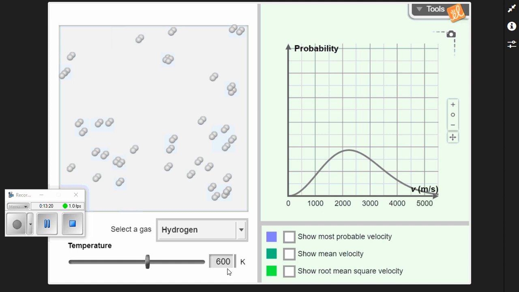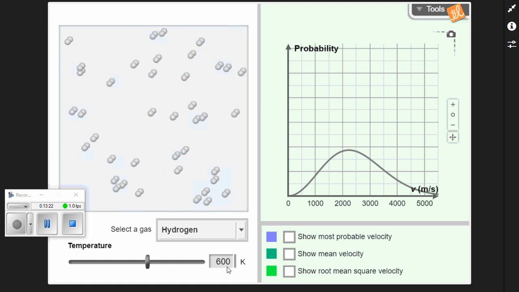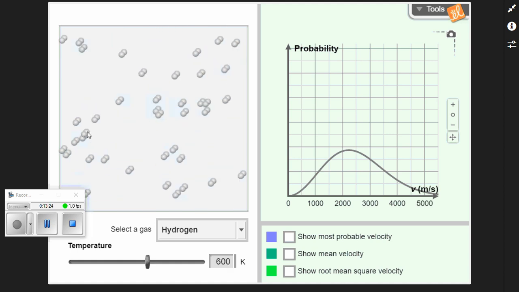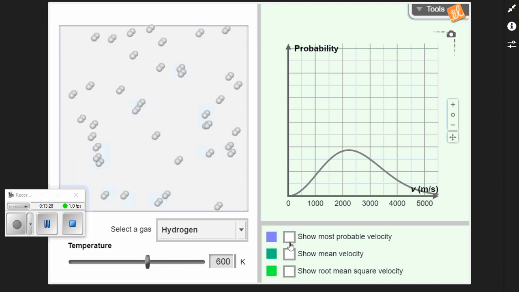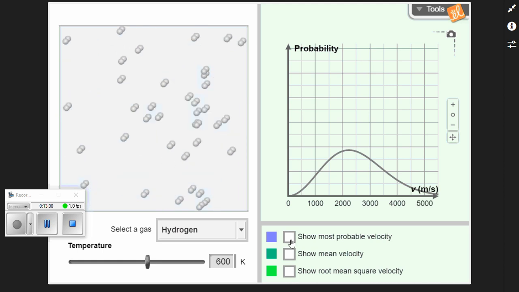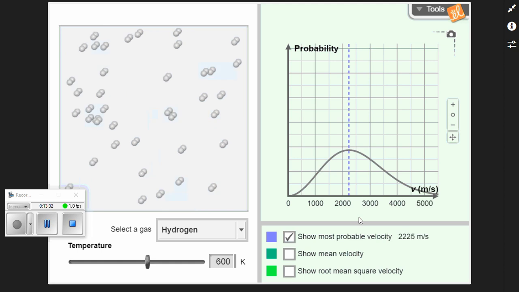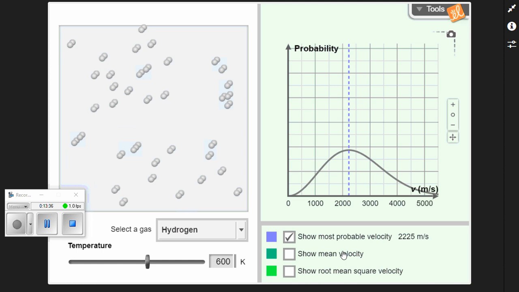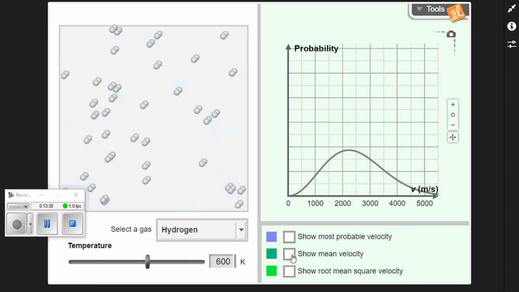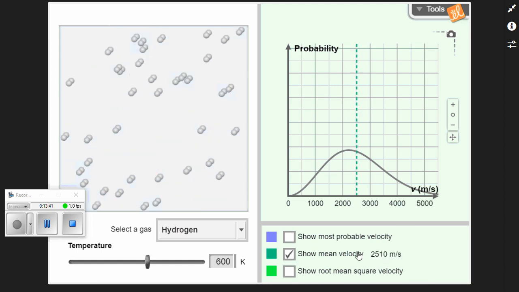Look, it's up to 600 Kelvin. So that's quite a bit of heat now, quite a bit of temperature. And look at the hydrogen's motion. Why is that? Well, we need to study this section of the textbook to understand that. Look at the most probable velocity now. Look, it's skyrocketed as we're using this gizmo to understand this. Look at the averaging, all right, also skyrocketed.